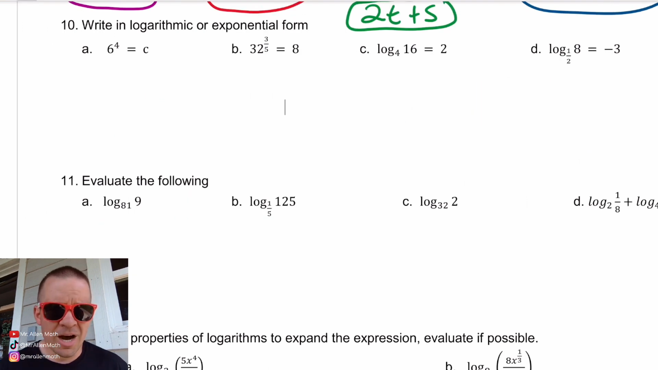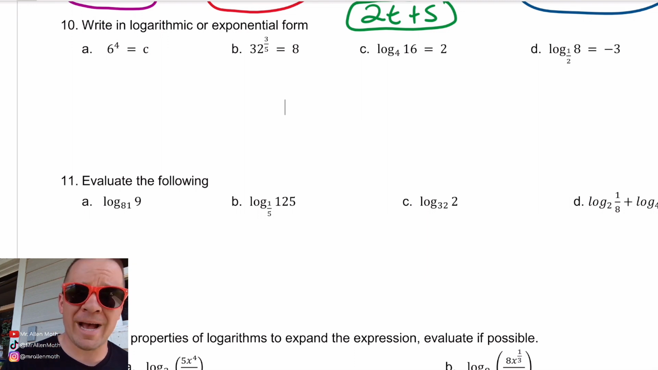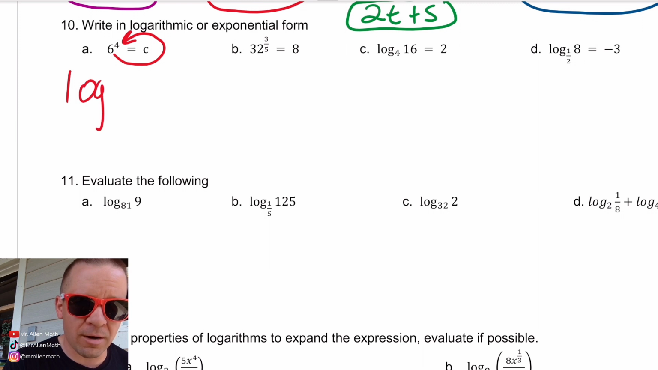That's about it. All right, so these next few right here, we just want to write it in logarithmic or exponential form, so a lot of loop and swoop action. Let's get it popping. Rapid fire. We got log base 6 of C equals 4 for that one.